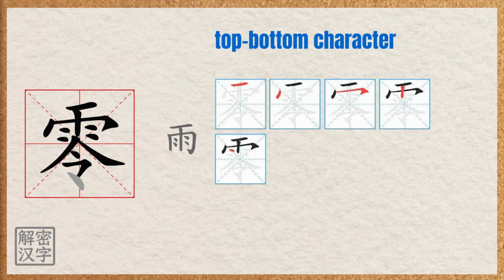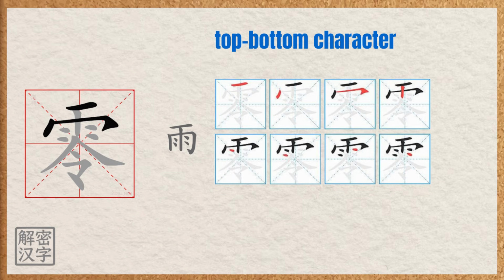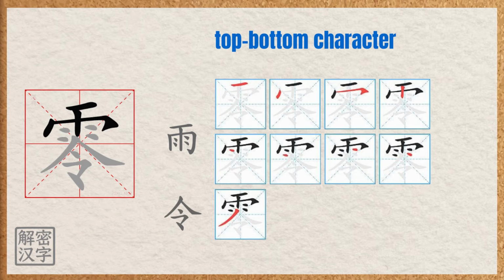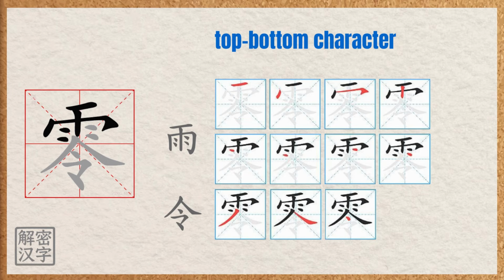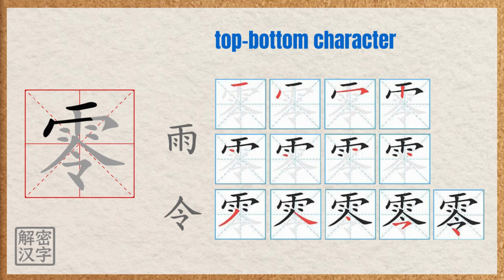Finally, write 2 dots on the left side and 2 dots on the right side to complete the top part, yu. Then write the bottom part, ling. Start with a left falling stroke and a right falling stroke, forming a pointed shape like a little hat. Next, write a dot, then a horizontal turn stroke. Finally, add a dot at the bottom. And now you've written the full character, ling. This character is a bit complex, but you can practice it by breaking it into 2 parts. That makes it much easier to remember.